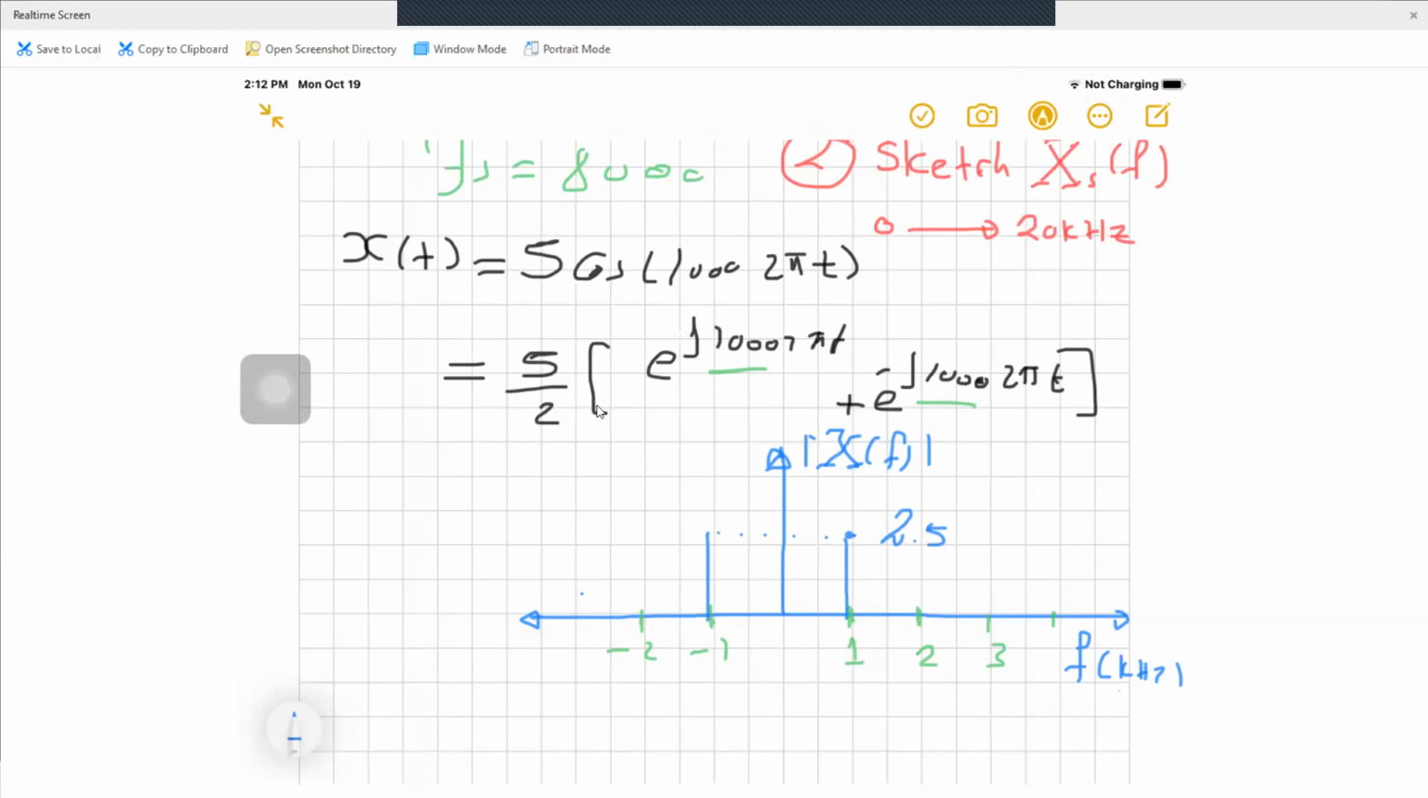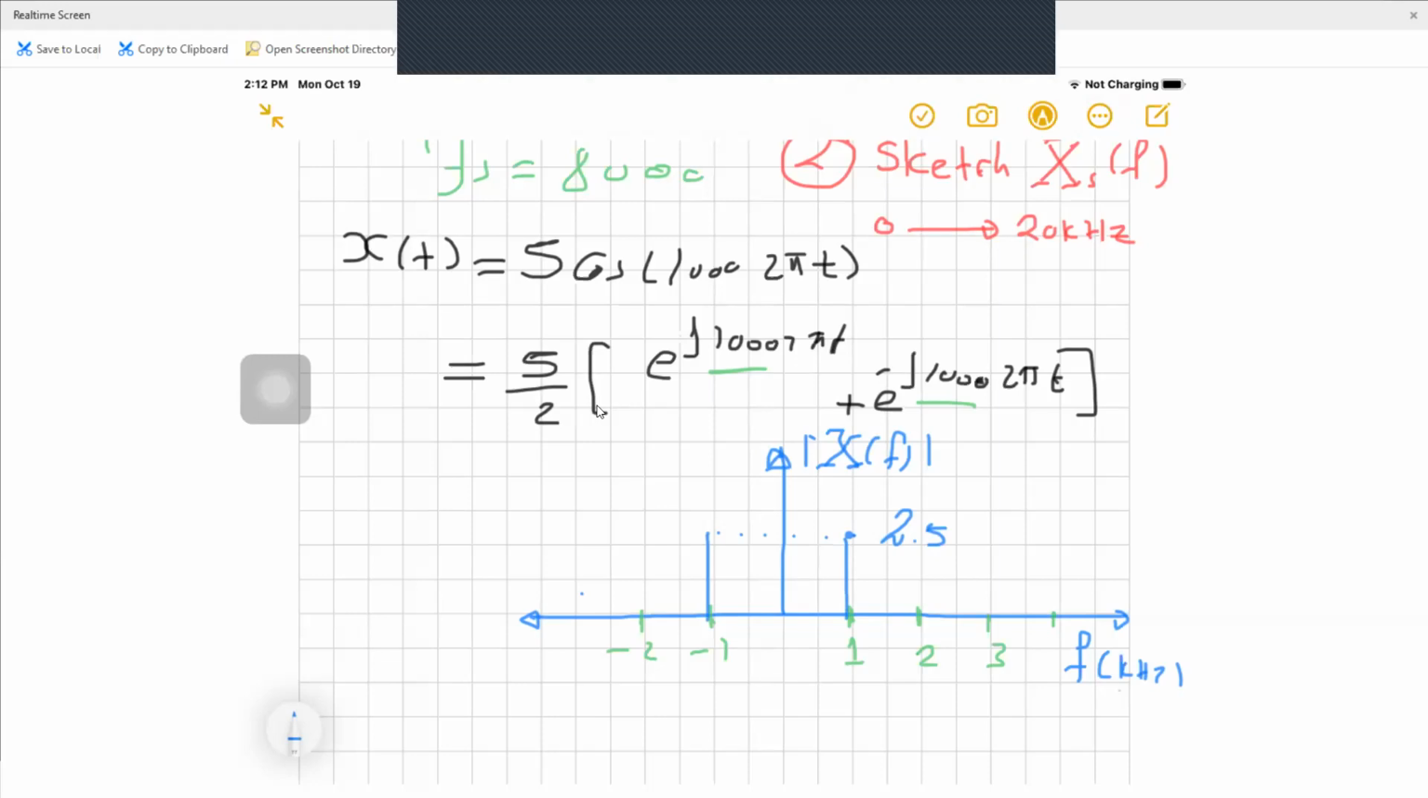We have sketched the spectrum for the original signal. Are you with me? Yes, yes, sir.